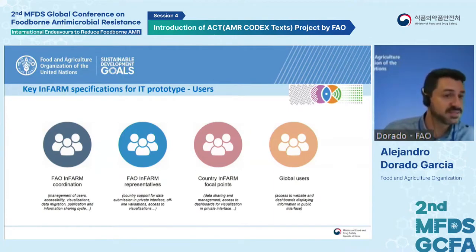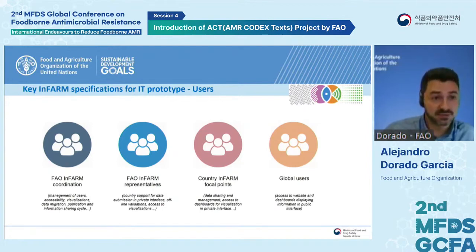Then we have the FAO representatives. The FAO representatives are FAO colleagues around the world, in the regions, in the sub-regions, and in the country offices that can support countries directly in the uploading of the data, in the cleaning of the data, and they can also access the visualizations for supporting countries on the interpretations.